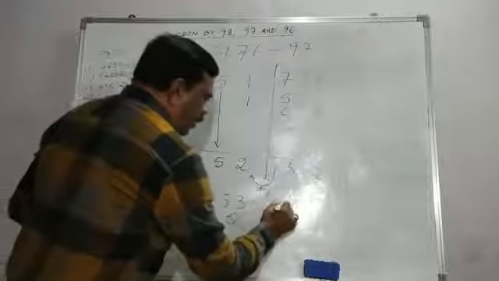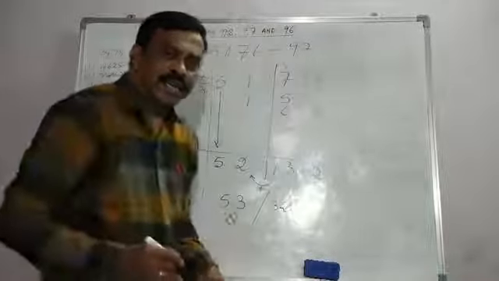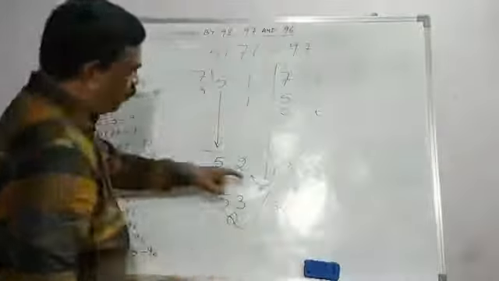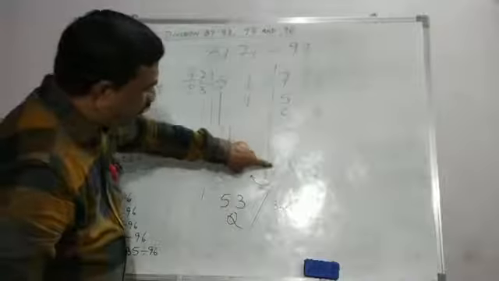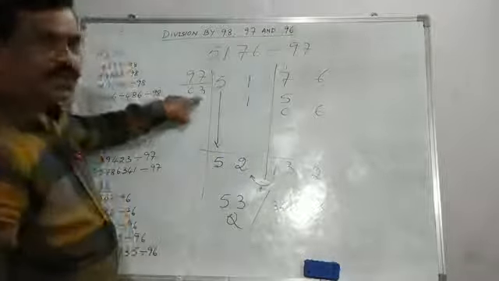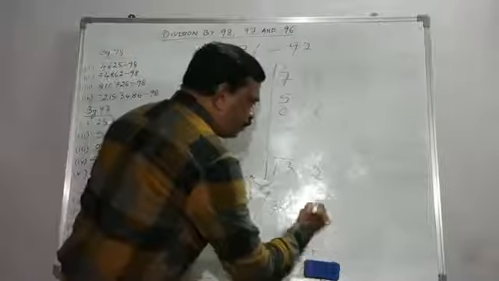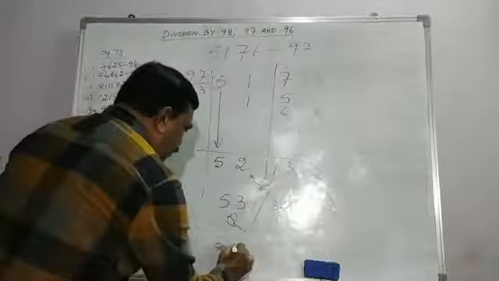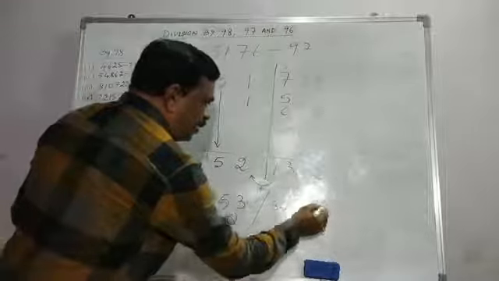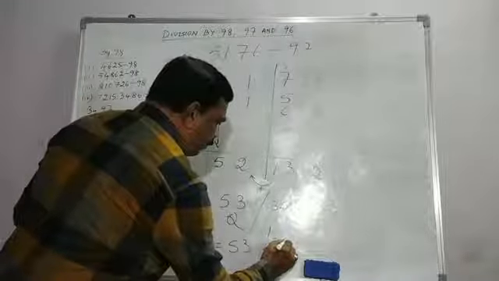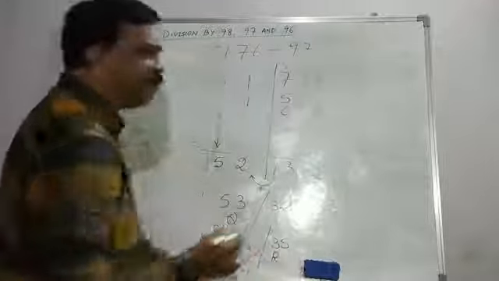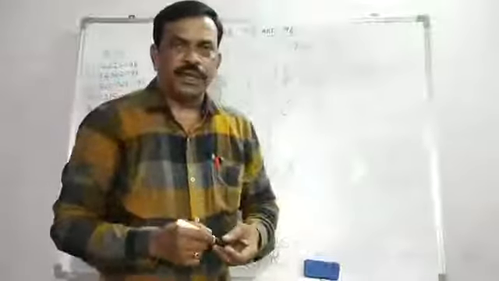Now here 32 is remaining, but this is not our final remainder. So 32 plus what number we have added this side? We have added 1 here. So this 1 we will multiply with this multiplier 3. So we get 53, and here 32 plus 3 is 35. So this is our quotient and this is our remainder part. I hope you are following.